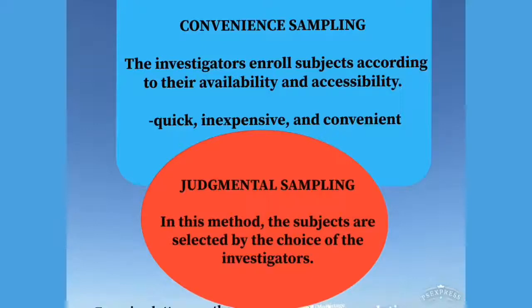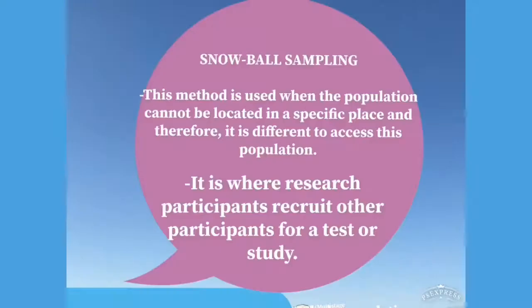While in judgmental sampling, the subjects are selected by the choice of the investigators. This method is widely criticized due to the likelihood of bias from the investigator's judgment.